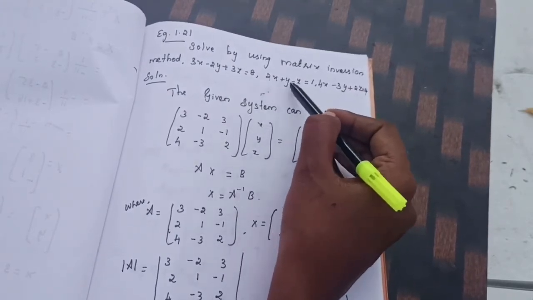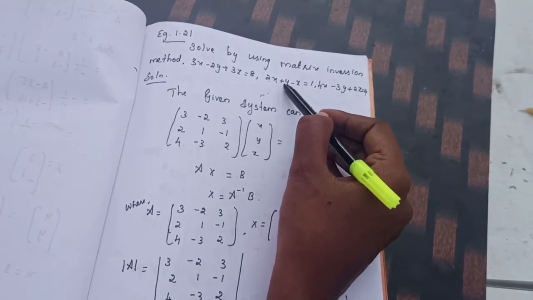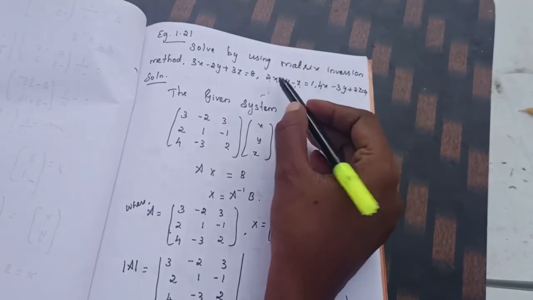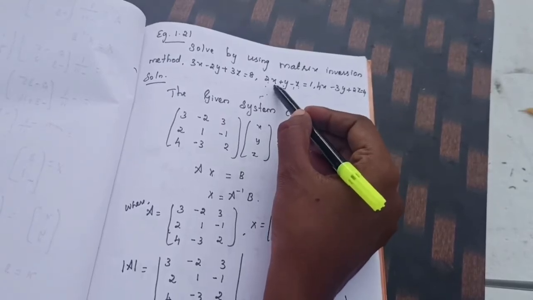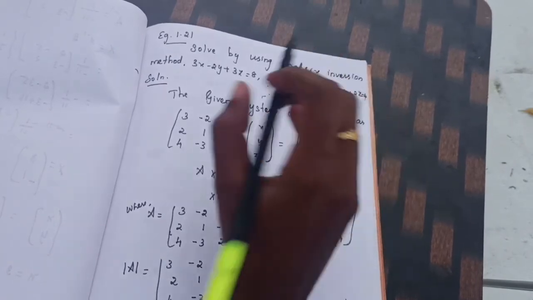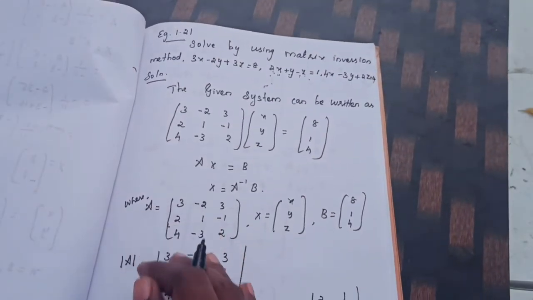2 into 1 means 2 plus 1. Is it right? So 5. 5 correct is minus 3. 5 minus 3 means 2 into 1. Is it right? So 2 plus 2 means 4. 4 minus 3 means you will get 1. So 1 is equal to 1. So your answer is correct.